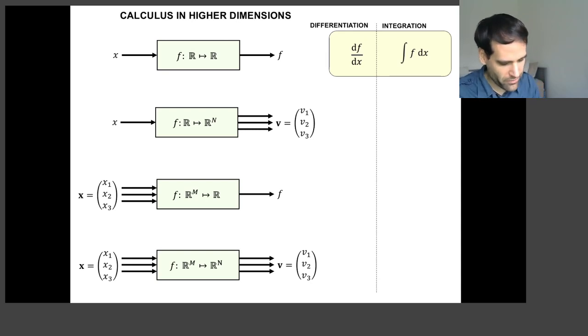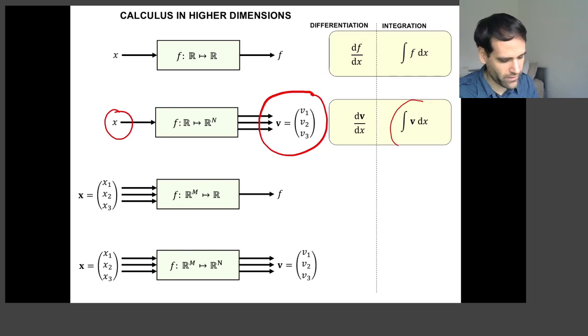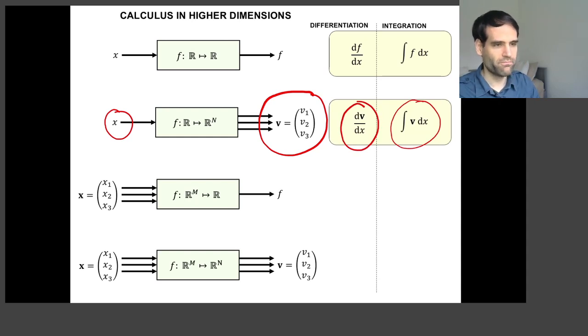So let's continue with our study of vectors that depend on a single variable. We already saw how we can do integration of vectors in this case. And next we are going to see how to do differentiation of vectors. So let's get to it.